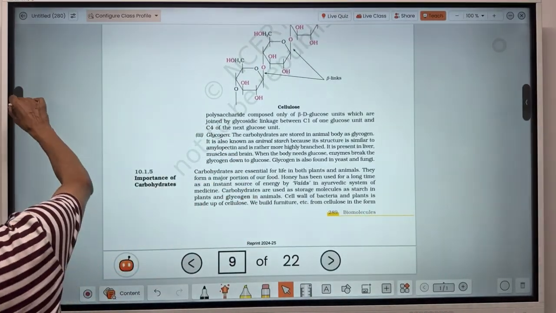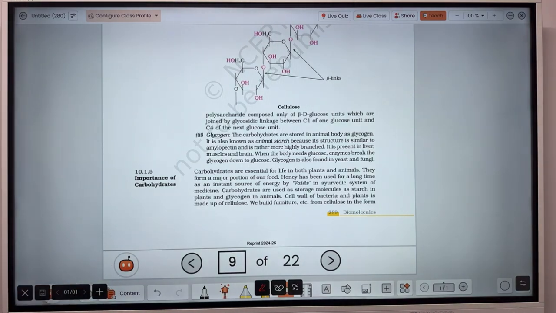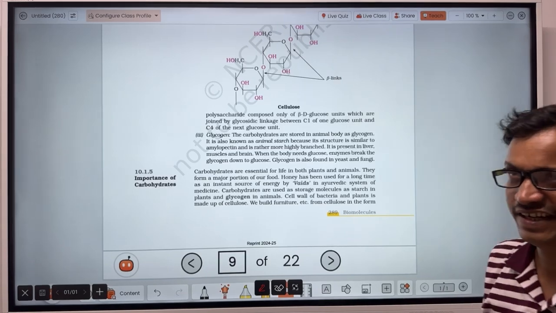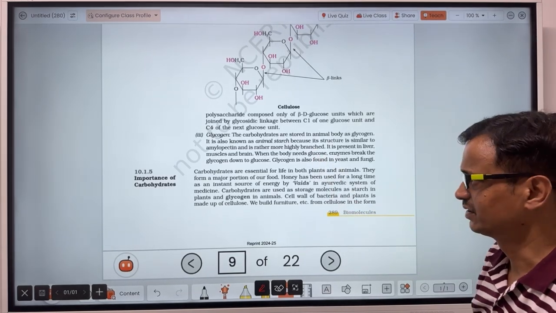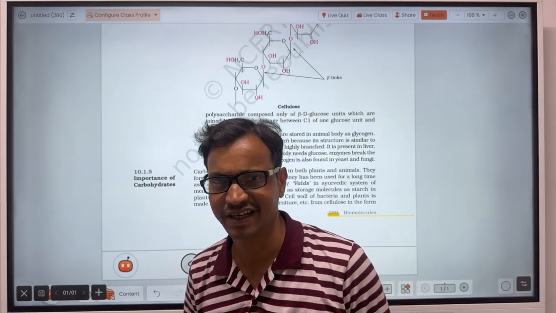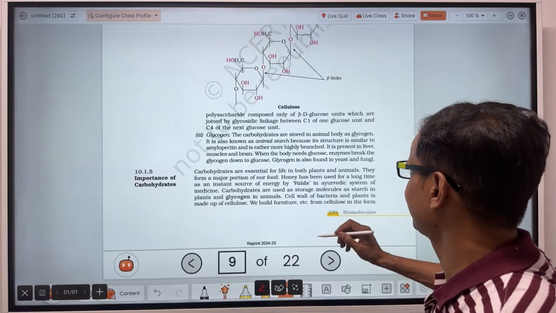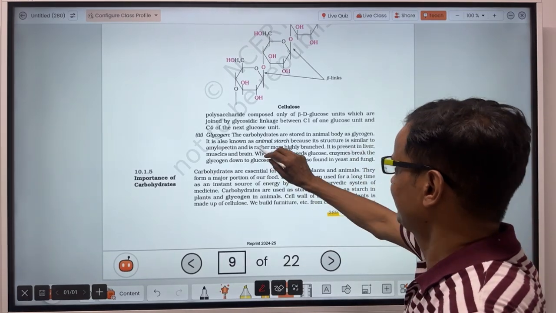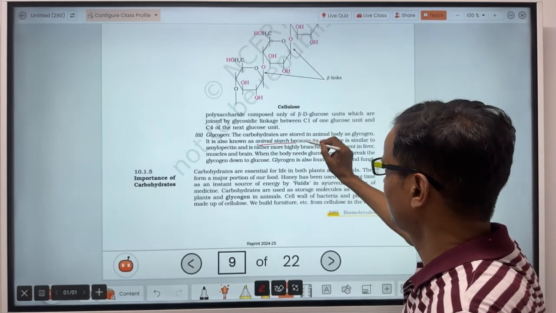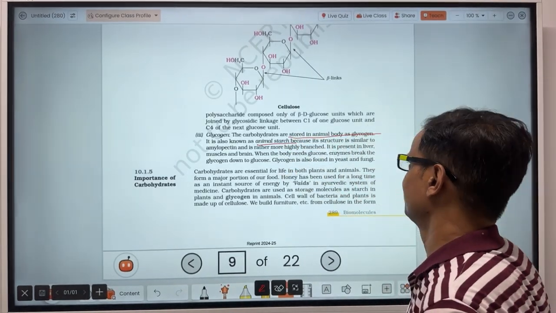Okay guys, now let's see glycogen. Glycogen is called animal starch. Why animal starch? Because the structure of glycogen is similar to that of amylopectin, and that's why glycogen is also called animal starch. And where is it stored? It is stored in the liver, and in muscle mainly.